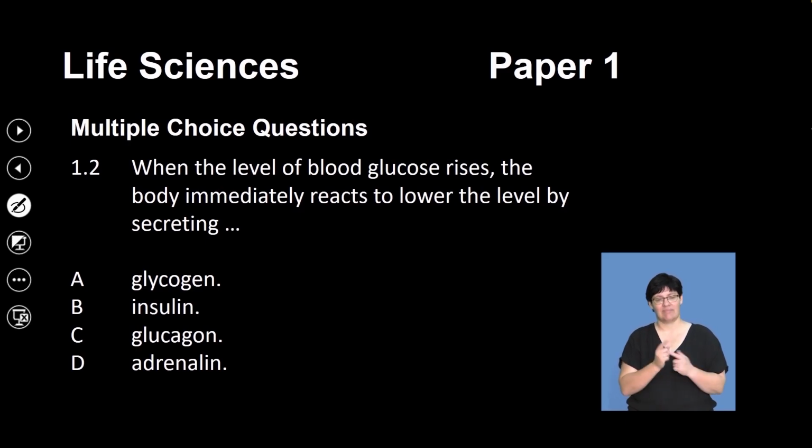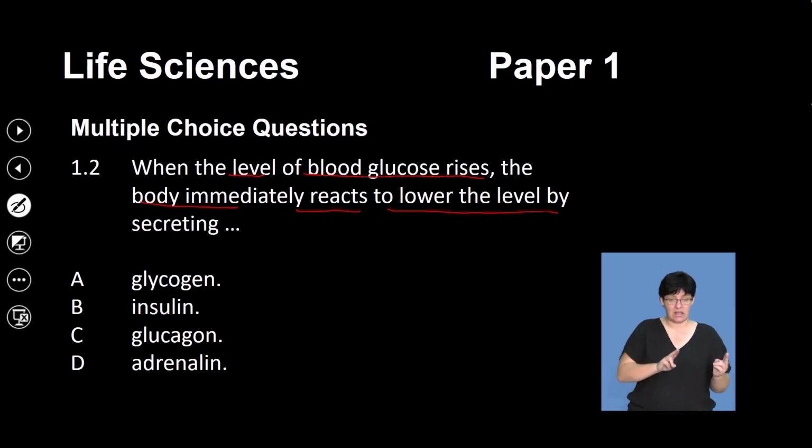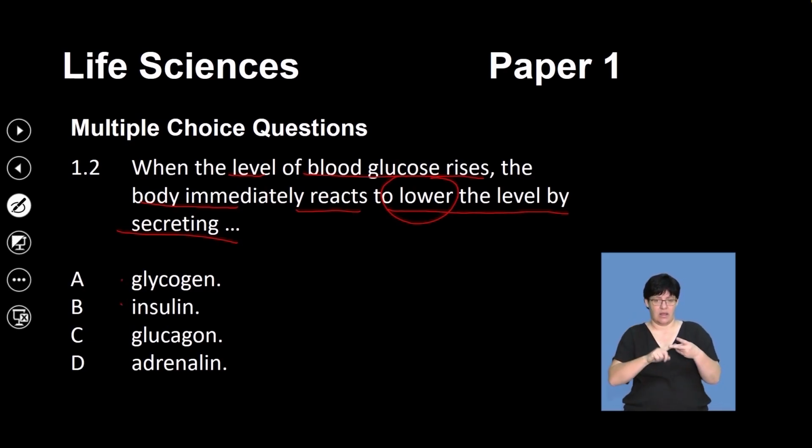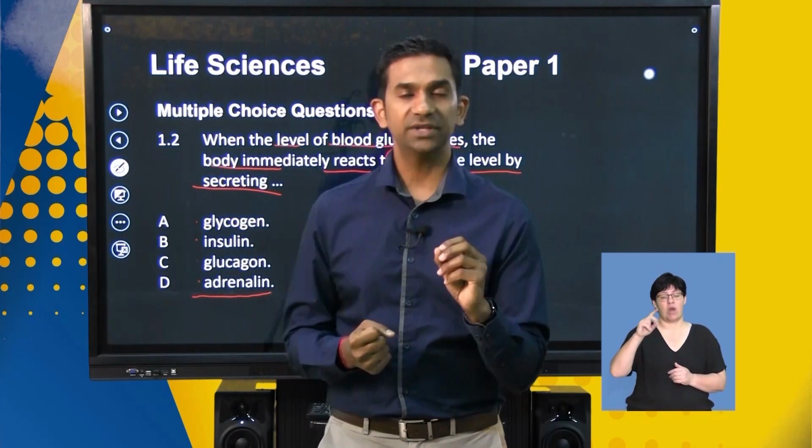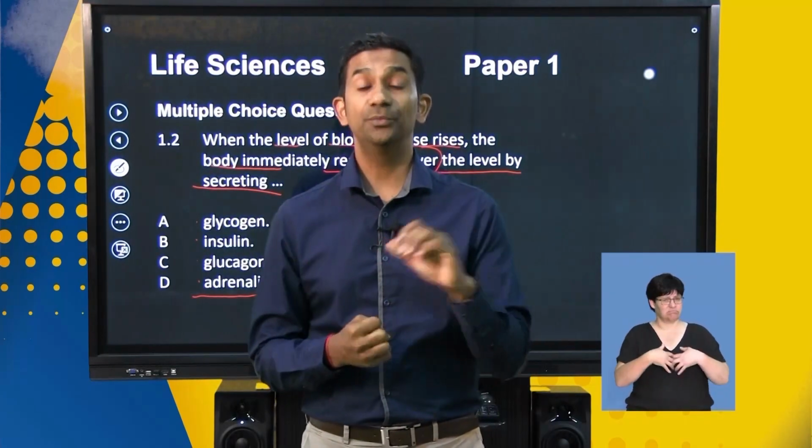There was another question that we had posted, and I'm going to read through the question and the options, and then we'll look at your responses. When the level of blood glucose rises, the body immediately reacts to lower the level by secreting A, glycogen, B, insulin, C, glucagon, or D, adrenaline. Now guys, this takes us to the endocrine system and how the endocrine system establishes homeostasis.